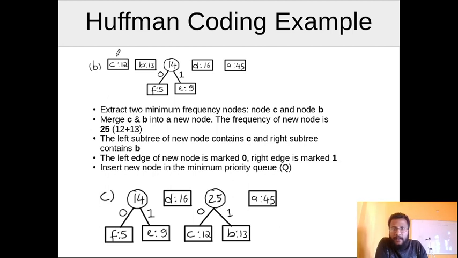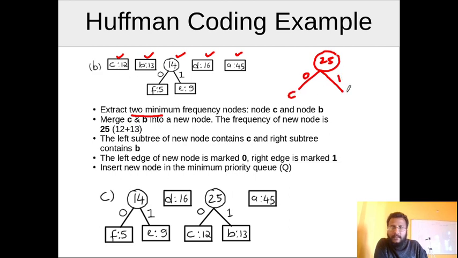Now what I do is I have 12, 13, 14, 16, 45, and I extract the 2 minimum. The 2 minimum are 12 and 13, so I create a node out of them. 12 plus 13 is 25, the root. At the left I will give 0 as a path, A's value, 1 here. At the left I will get C, at the right I will get B.